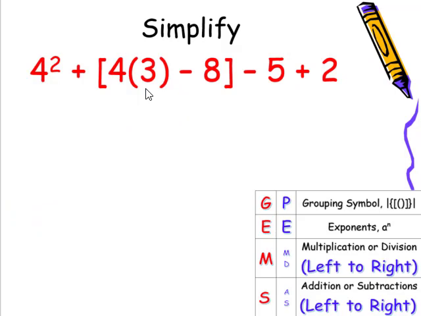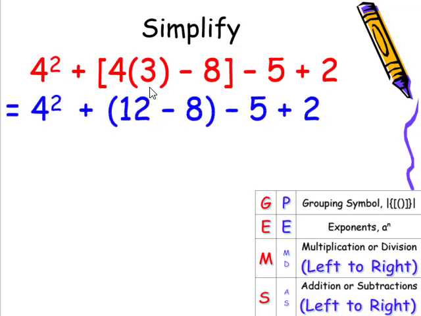In this case, we have both exponents and parentheses. Unlike the last case, we'll do what's inside our grouping symbols first. So let's multiply 4 times 3, which gives us 12.